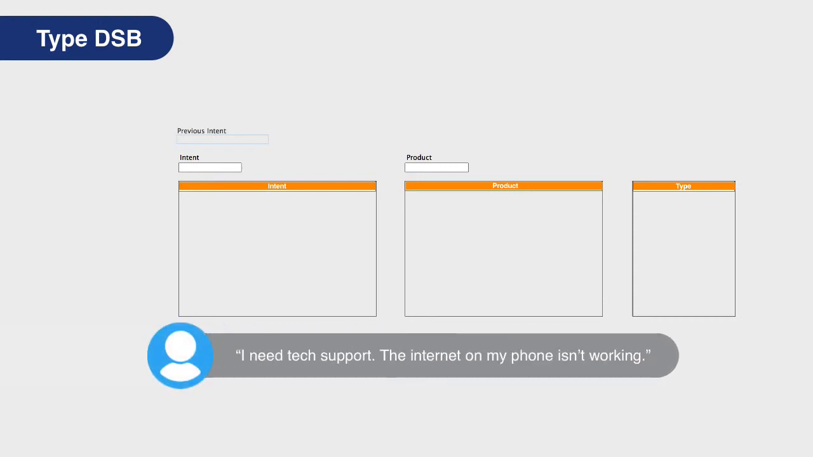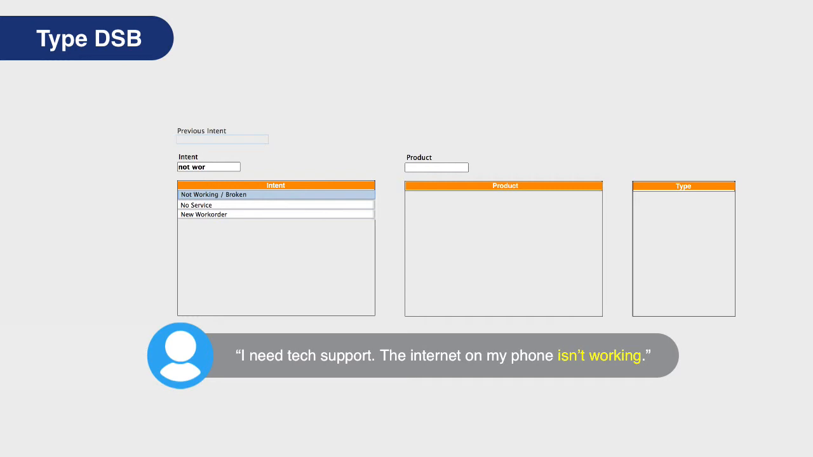The internet on my phone isn't working. The first thing you should do is identify the caller's intent or action, because the caller provides two intents, a tech support intent and a not working intent, and the DSB only allows for one selection. The correct selection is not working/broken. Although they stated a need for tech support, they also provided the reason for that tech support request. The fact that the device is not working is the more specific intent.